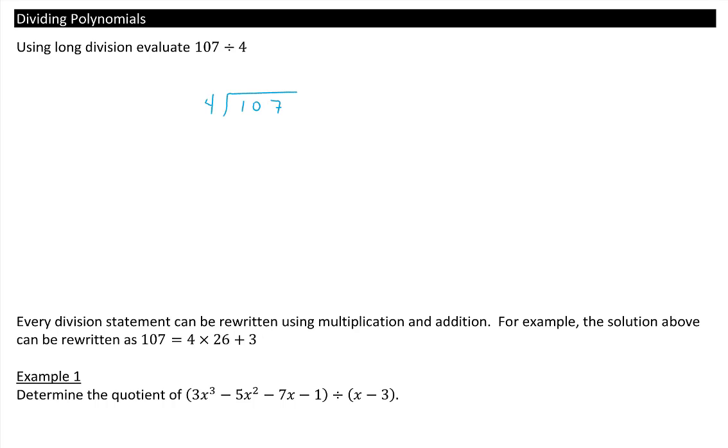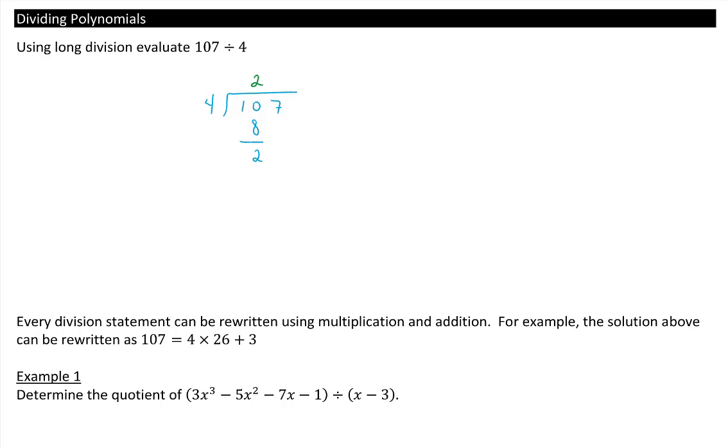So first we look at the hundredths column, and we see we have the number 1, and 4 does not go into 1. So then we go over to the tens column, and we do see that 4 does go into 10, and 4 goes into 10 2 times. So we place the 2 on top. 4 times 2 is 8, so we write 8 below the 10, and then we subtract, and that gives us a 2.